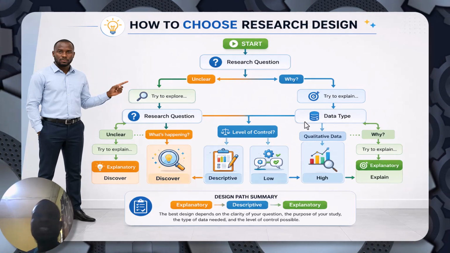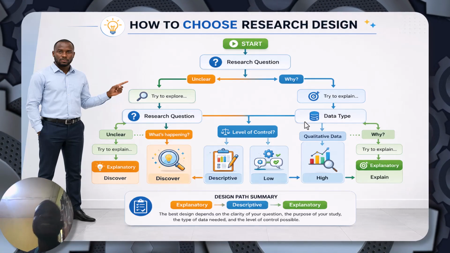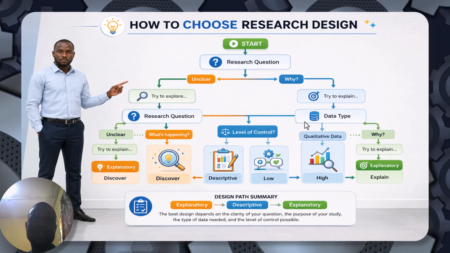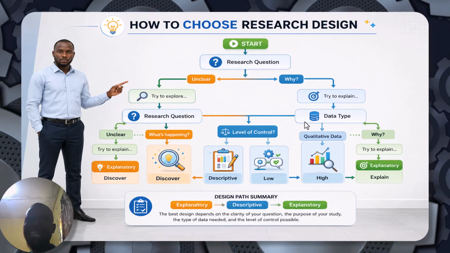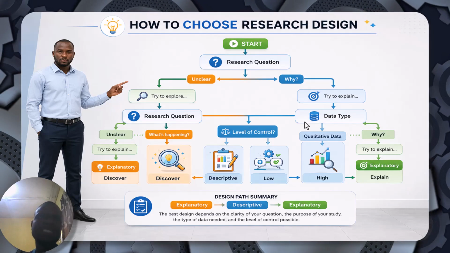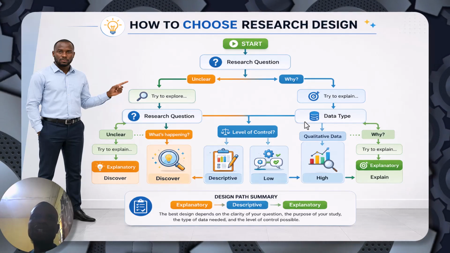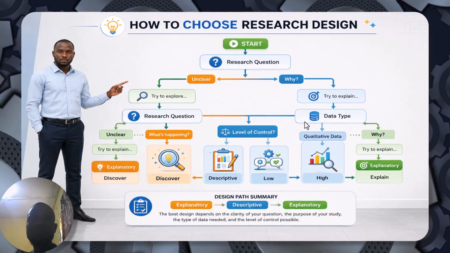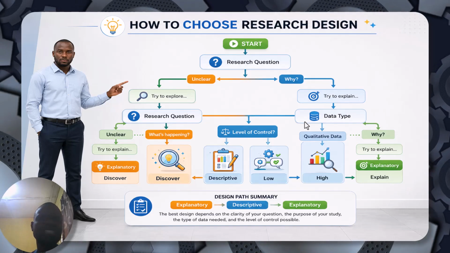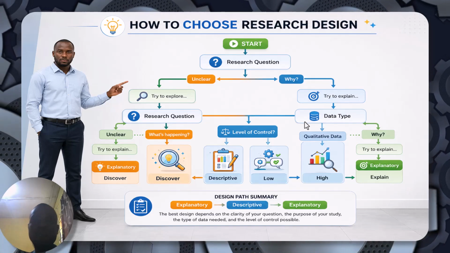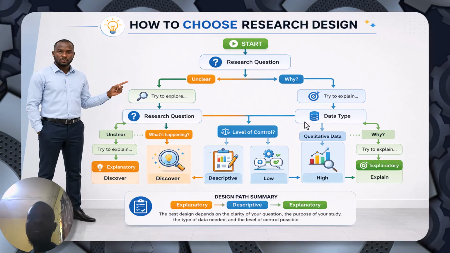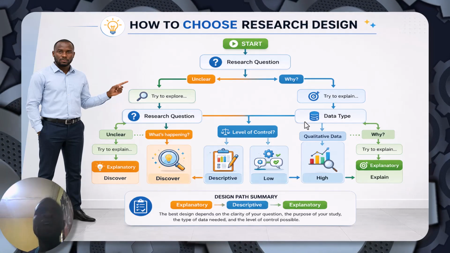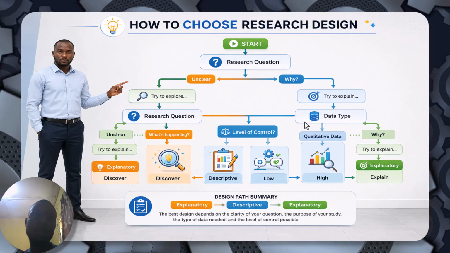Now, the important question is, how do you choose the right research design? The first step is to look at your research question. Your design must match what you are trying to achieve. If your question is about what is happening, descriptive design may be suitable. If it is about why something happens, explanatory or experimental designs may be better. If it is about understanding experiences, qualitative designs are more appropriate.